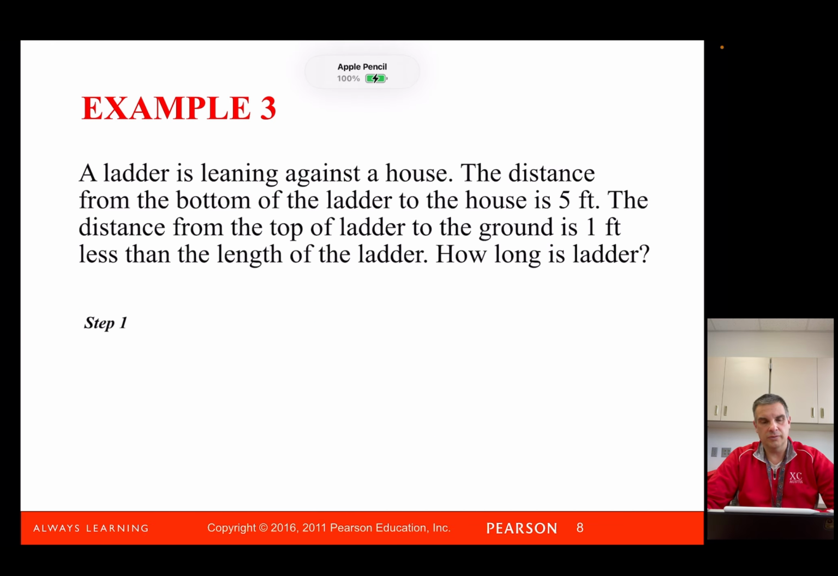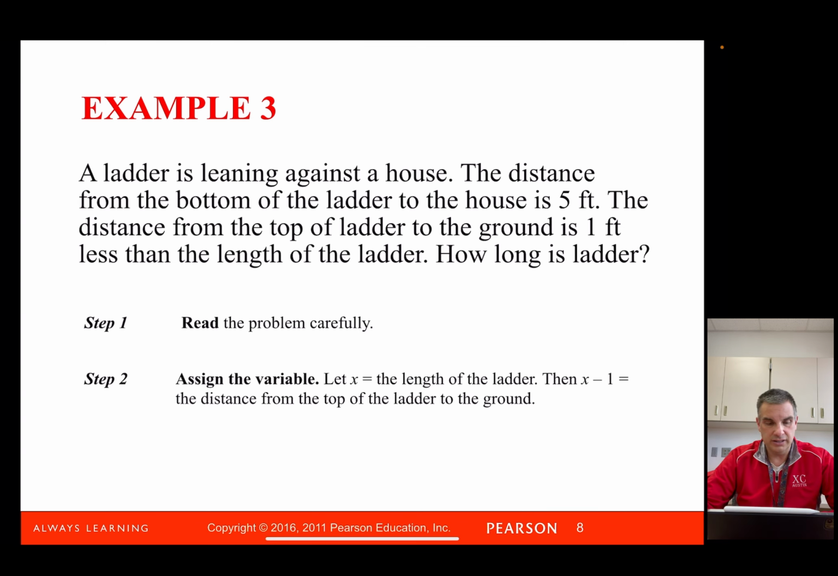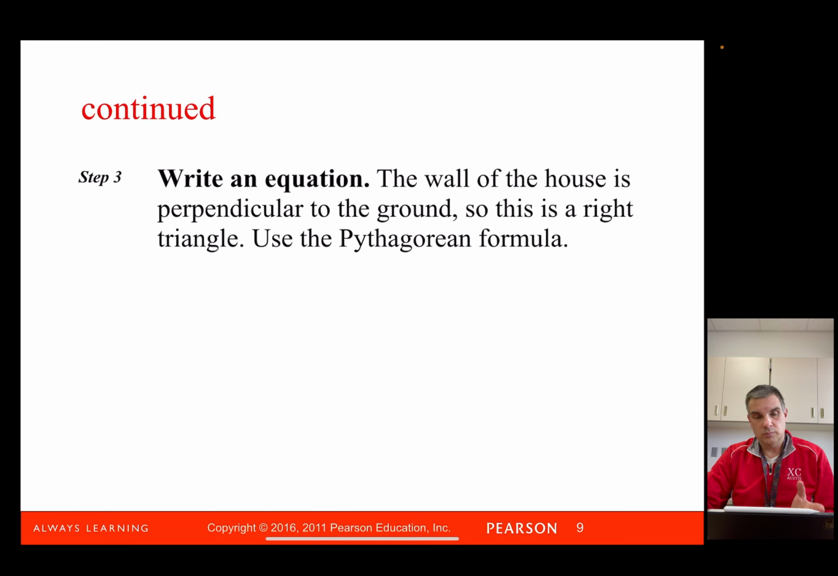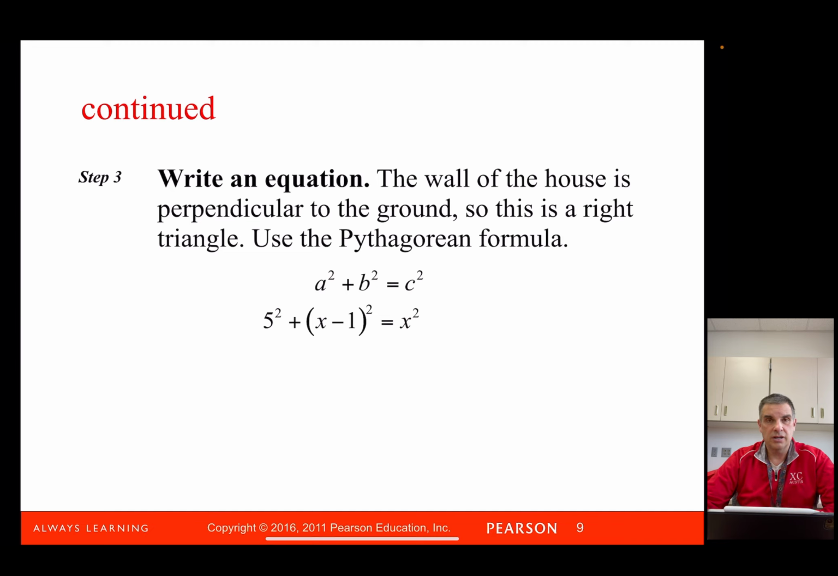Okay, so let's go through it again. Step 1, read the problem carefully. We did that. Step 2, assign the variable to the ladder. We did that. Step 3, we're going to write the equation. So we did the Pythagorean theorem, a squared plus b squared equals c squared. Exactly what we had. Step 4, solve.